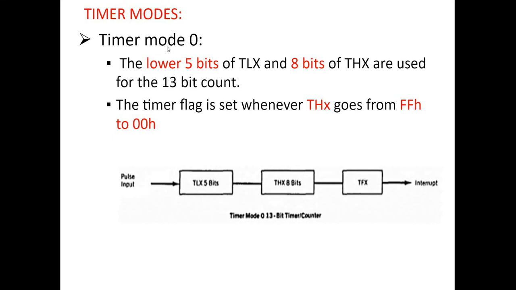Now we'll see what the differences are between the different modes of the timer. First we'll take the timer in mode 0. As we saw earlier, if we select the timer under mode 0, it acts as a 13-bit timer. Among the 13 bits, the lower 5 bits of TLX, which is referred to as the lower byte of the timer, and 8 bits of THX are used for the 13-bit count.